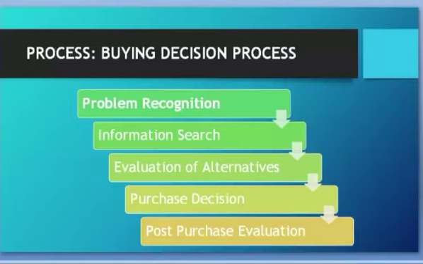Here the process starts long before the actual purchase, and has consequences long afterwards. So, the 5 steps in the buying decision process are problem recognition, information search, evaluation of alternatives, purchase decision, and post-purchase evaluation. So, let's discuss all the 5 steps in greater detail.